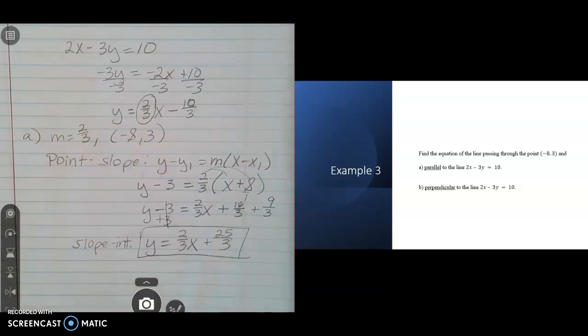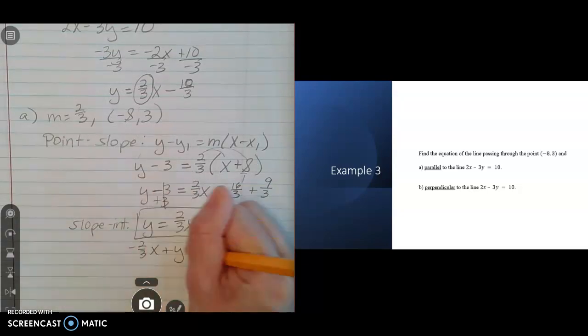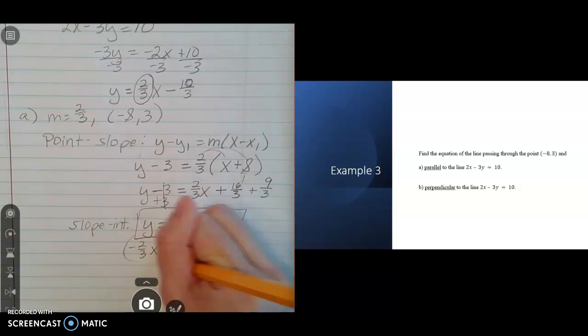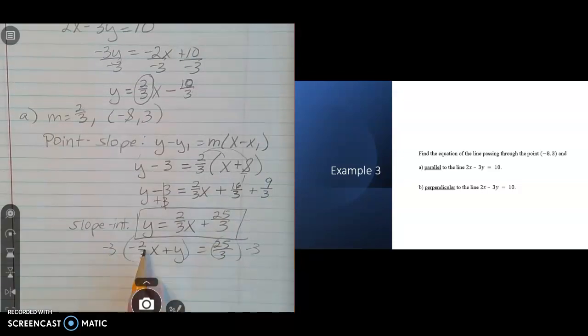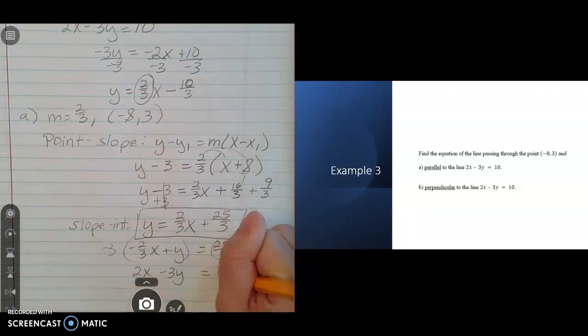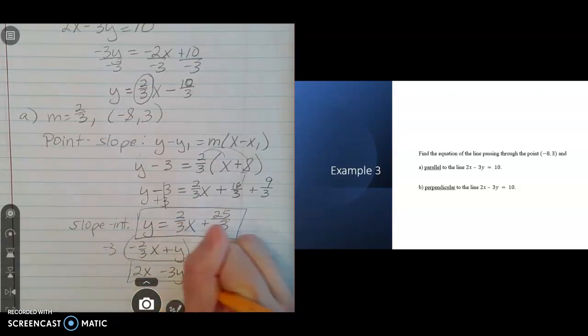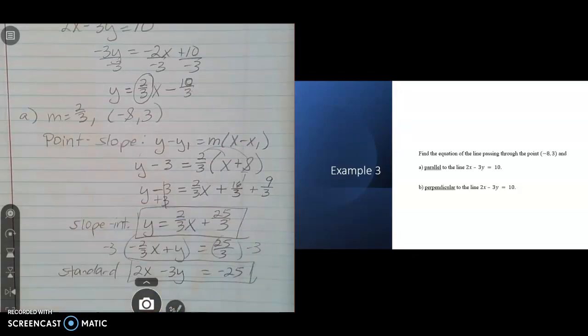Okay. If you wanted to get it into standard form from here, you certainly could. We could subtract our 2/3 x from both sides and multiply everything by -3 to get it in standard form. I'm doing the 3 so that I don't have fractions, and I'm going to do the negative so that my leading coefficient is positive. So you can actually do them both in one step, which is pretty exciting. So that would be 2x minus 3y equals -25 if you want to get it into standard form. Okay, so that was fun.